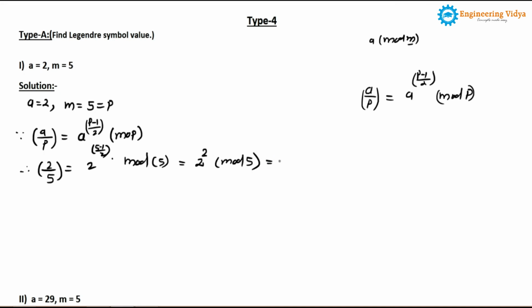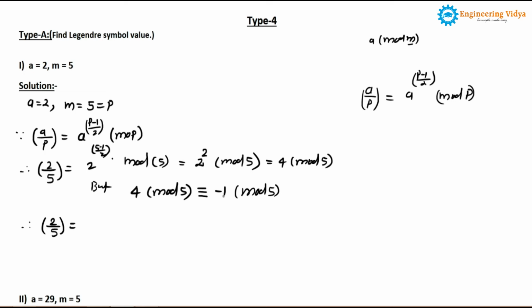Since 2 raised to 2 is nothing but 4, we have 4 mod 5. But you know that 4 mod 5 can also be written as minus 1 mod 5, because minus 1 mod 5 again is equal to 4. Therefore the Legendre symbol of 2 and 5 is equal to minus 1, since minus 1 mod 5 is minus 1 only. So we have calculated that the Legendre symbol of 2 and 5 is equal to minus 1.